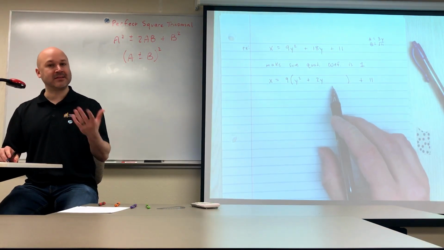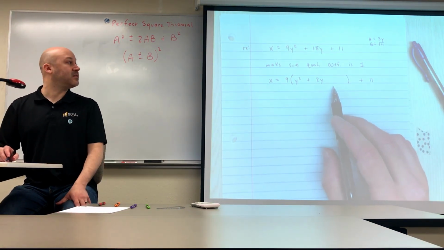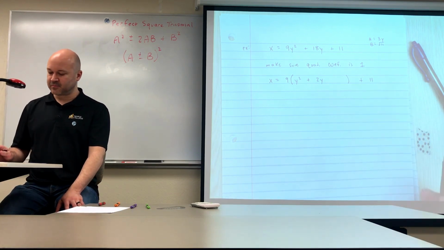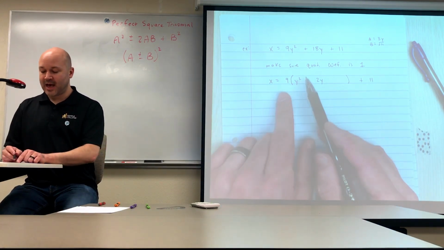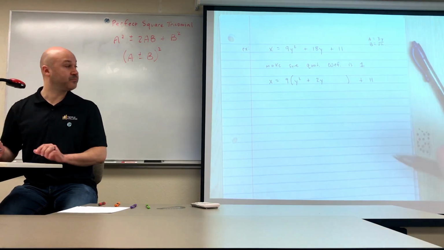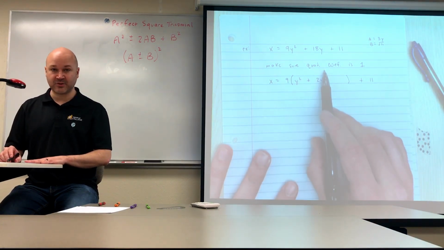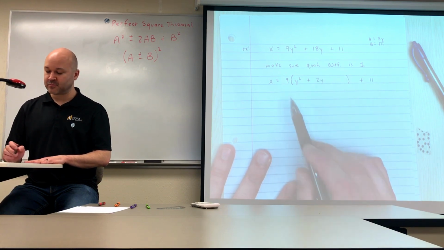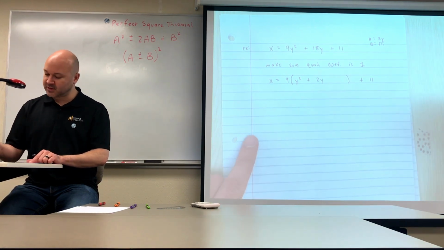I'm leaving room because I'm about to complete the square, and then the 11 was not touched. If I were to distribute the 9 back, I would have 9y squared plus 18y plus 11. So make sure the coefficient is 1, factor that number out. Then I think we just go through the same process.